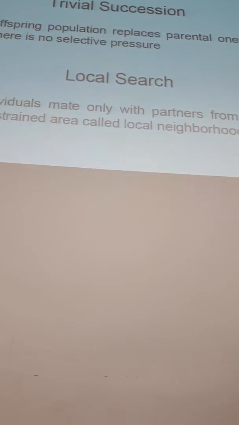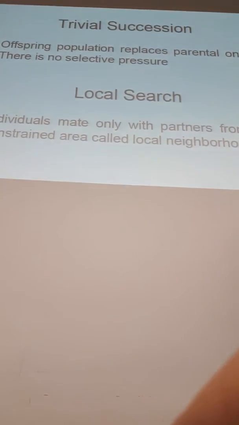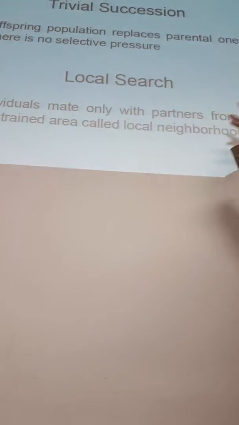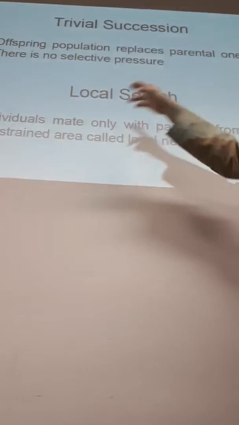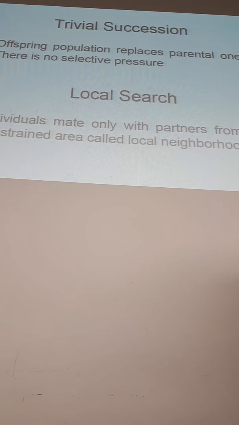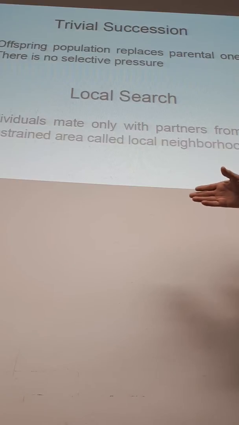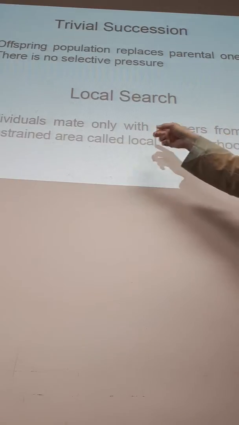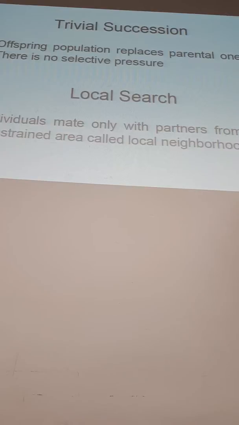Kind of selection or evolutionary operator. It depends how it works. Generally, for local search, we use individuals from one part of our environment. And for local search, if we use some kind of mating or selection, the individuals can mate only with partners from a constrained local neighborhood.